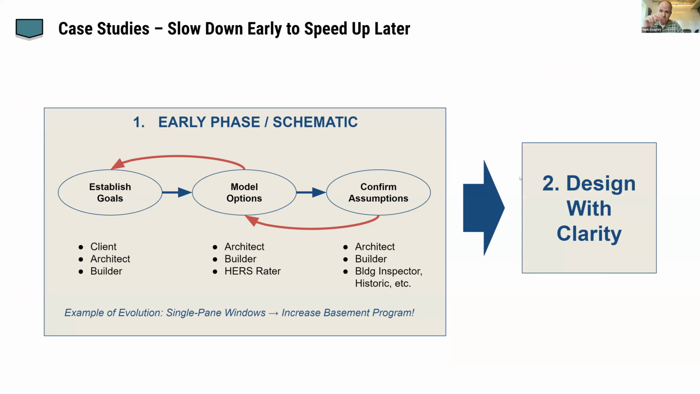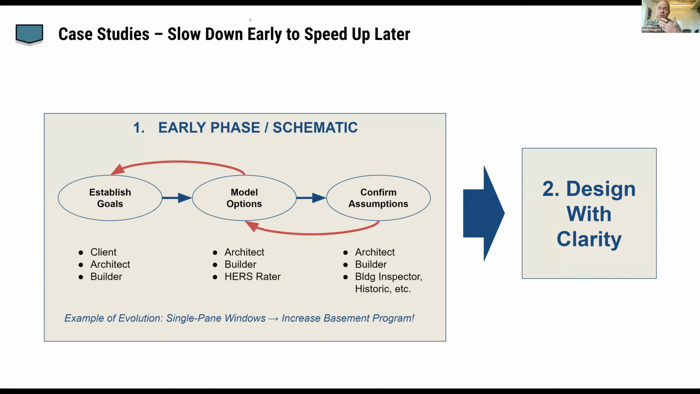what we found here was it really required, before the design got rolling full speed, early phase collaboration and iteration. So we established the goals, the client, the architect, and the builder. And the goals, as I said, the idea would be to try to get net zero. Because of some of the constraints, we're not going to be able to hit net zero. So we're looking to get the home as efficient as possible.